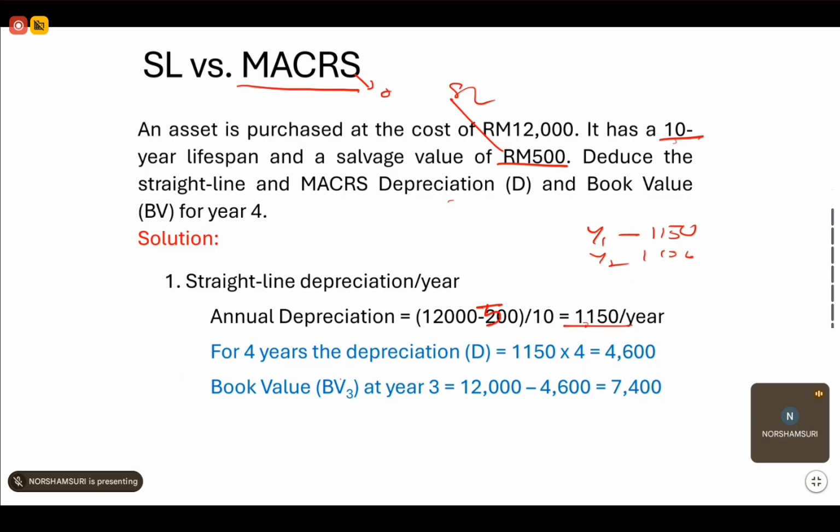So for 4 year depreciation, so D4, sorry, D4. So 1150 times 4 is 4,600. So for the book value of year 4, sorry, year 4, it should be 12,000 minus 4,600. So it becomes 7,400. Okay. So this is, for example, the straight line method.